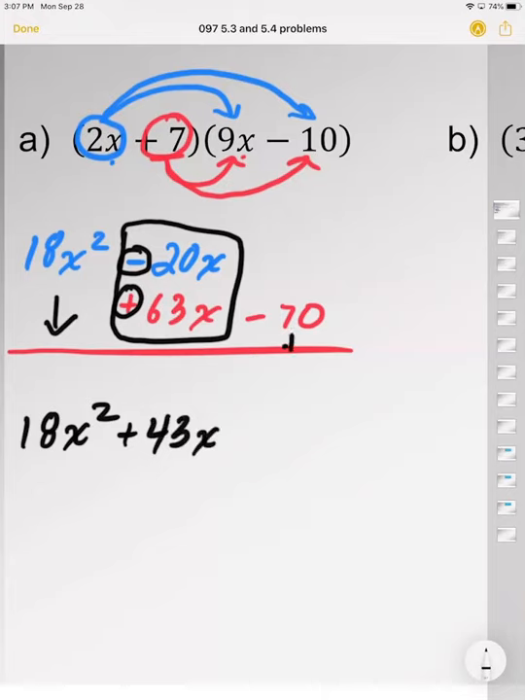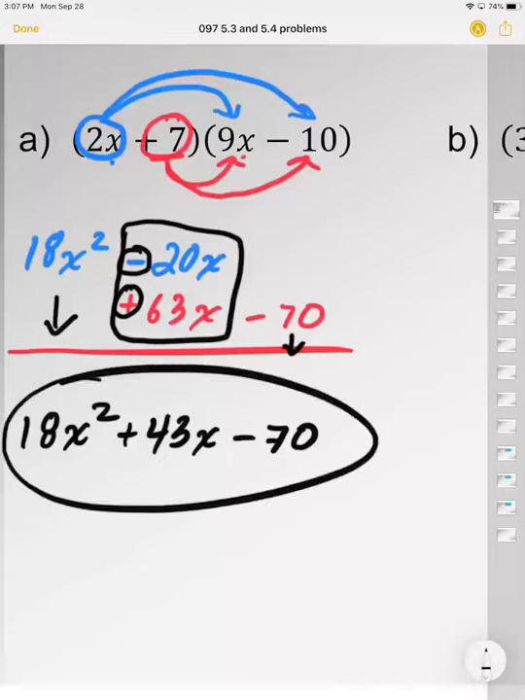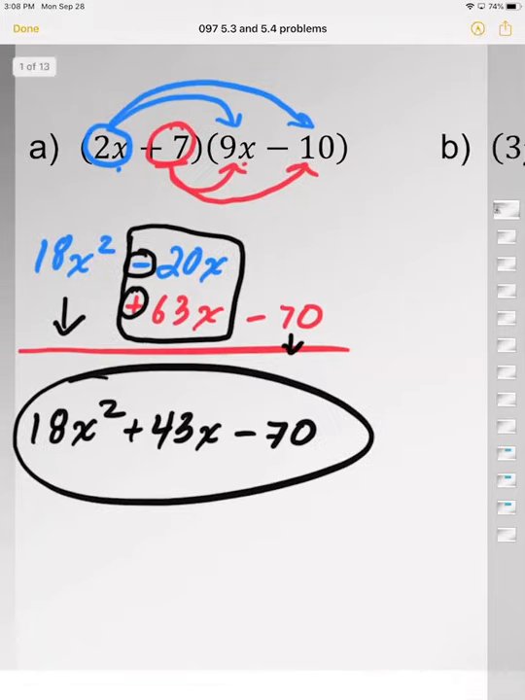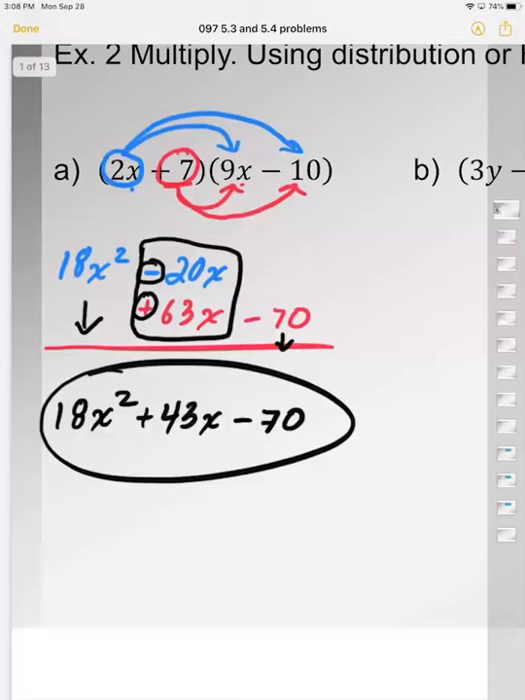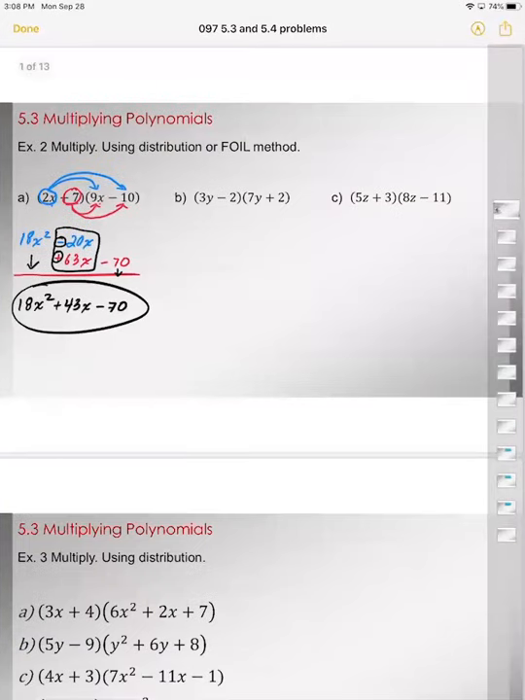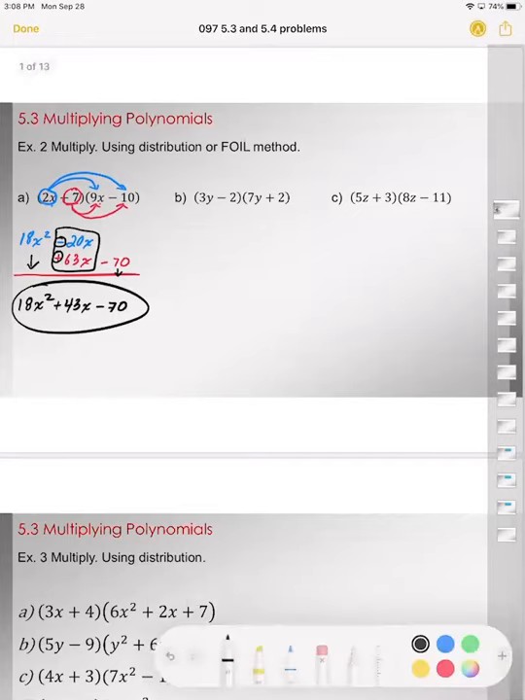And my lonely constant, I need to bring down my lonely constant, which in this case is negative 70. So this will be my answer for this particular binomial times a binomial. So let's do B and see if you have any questions.